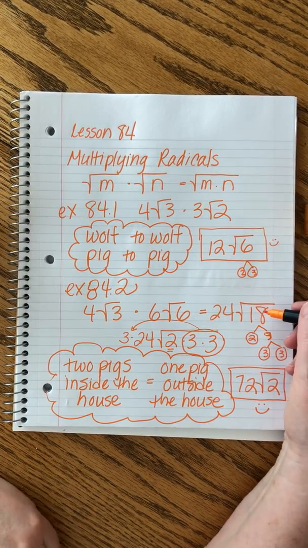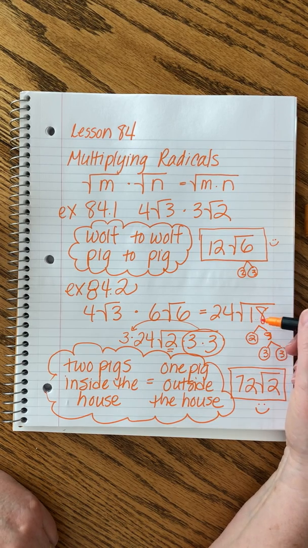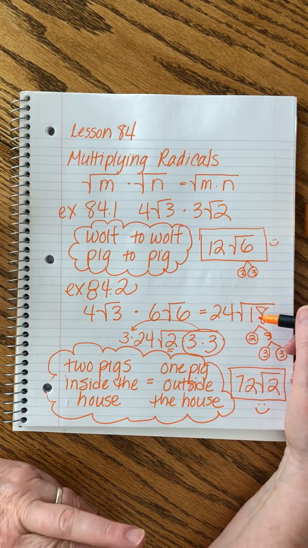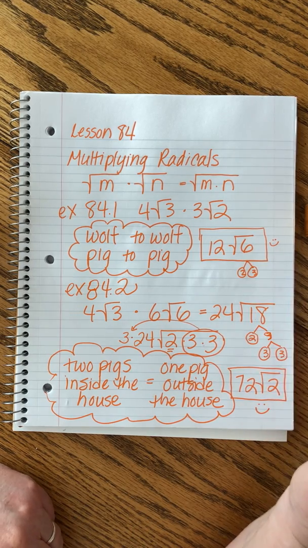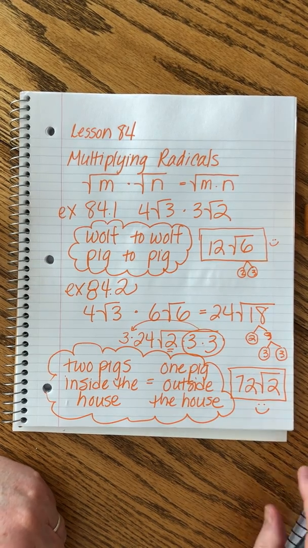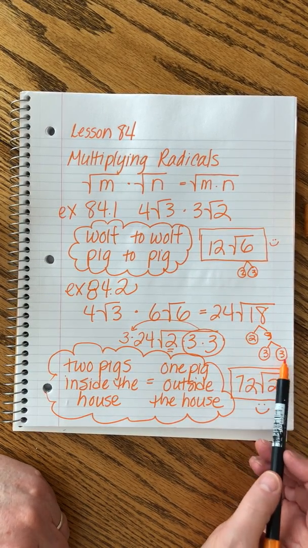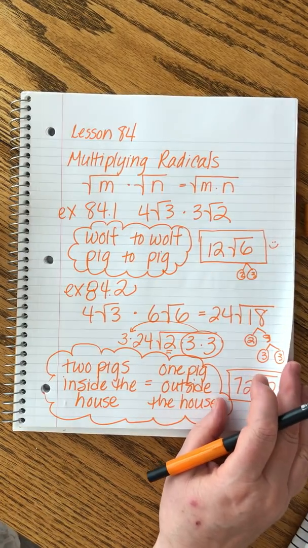When your brain gets used to this, you'll go, oh, look, this is 9 times something. 9 is a perfect square. It's a pair of 3s. Therefore, I know I can take them out. So we look for those perfect squares in our numbers. And if you're not sure, you can just do a prime factor tree of the number inside the pig house, and you'll be able to figure it out.